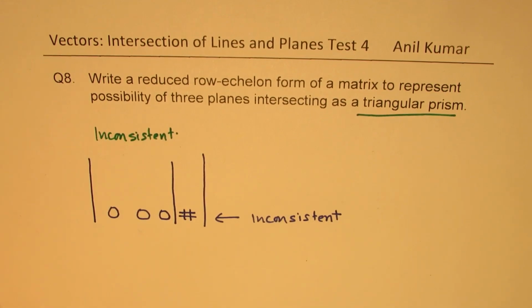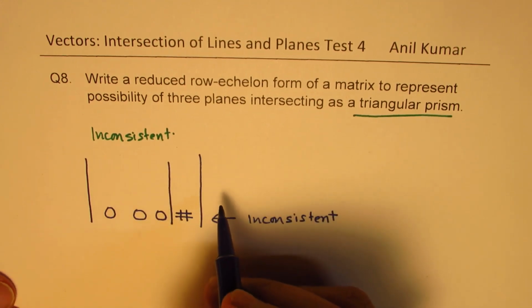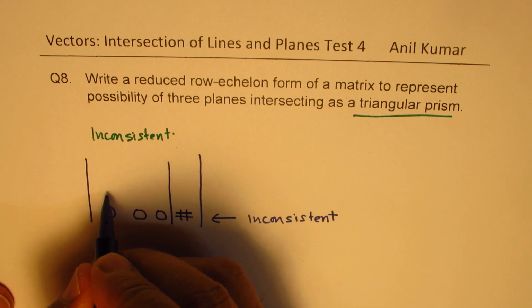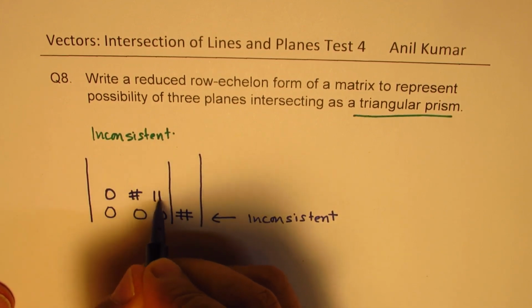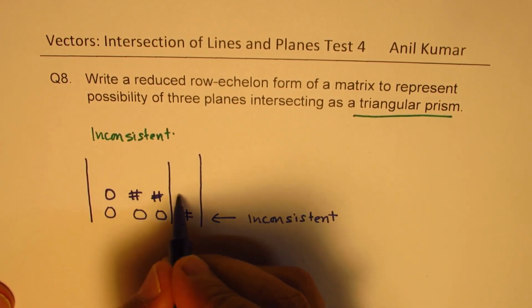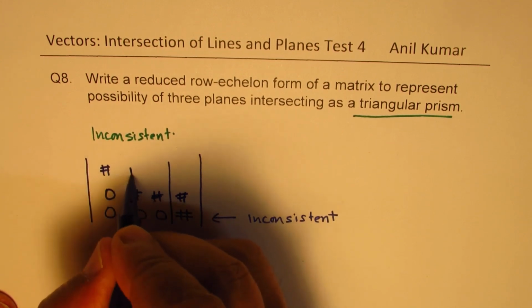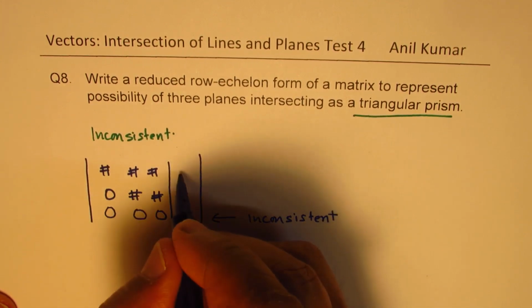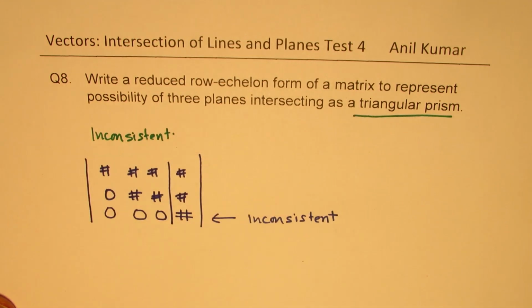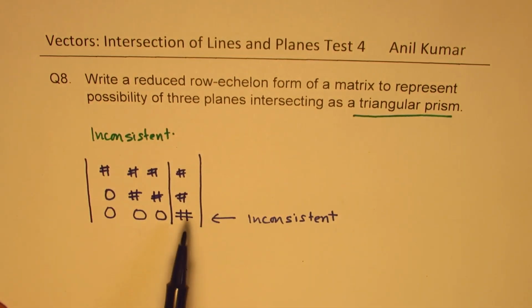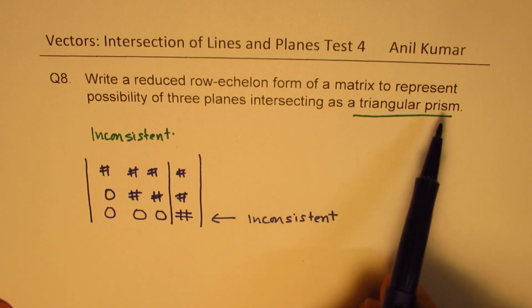Does that make sense to you, right? So the last row should be kind of like this, and that should make it inconsistent. But once we have this, the other two should give us a solution, right? So we should have, let's say, zero and some number here, right? You could put any number. Let's say you can put anything here. So let's say a number here, a number here, or here also we have some number. Is it clear to you? So that should give you a solution which is for a triangular prism, right?